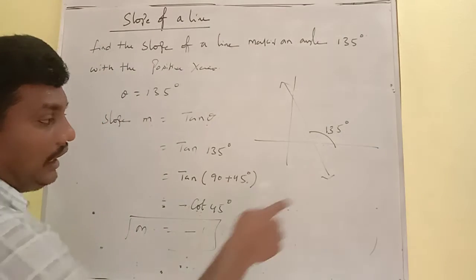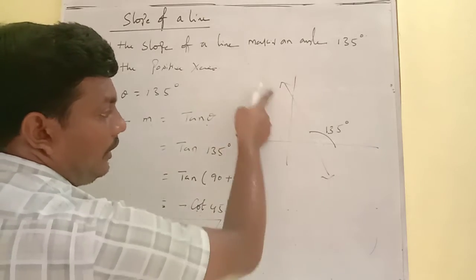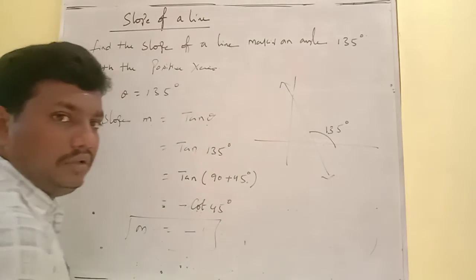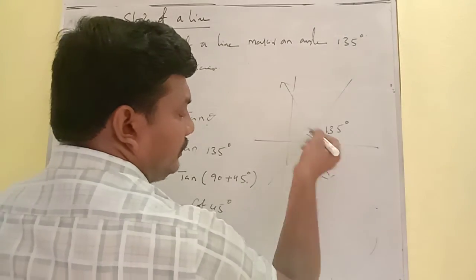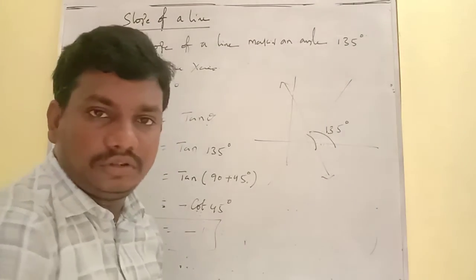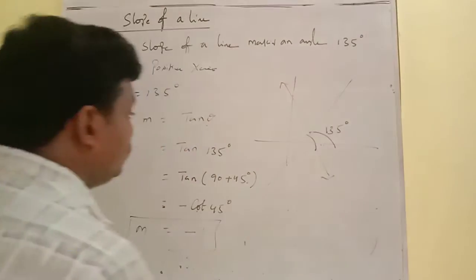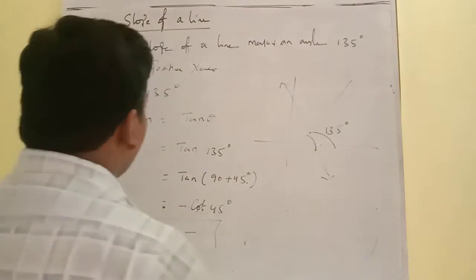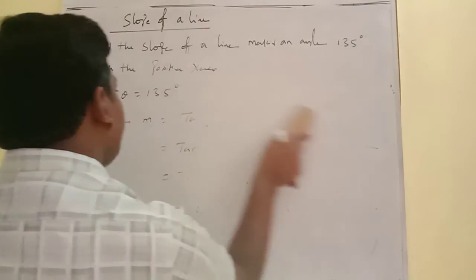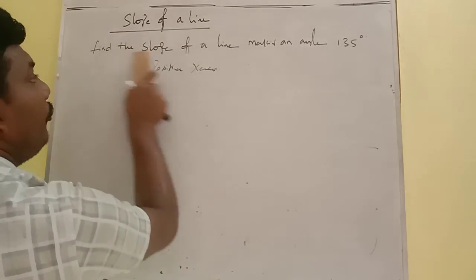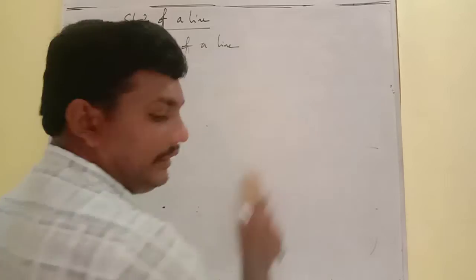So if the line is in this way, the slope is negative. If the line is in this way, then the slope is a positive value. This is called the steepness of a line, or the slope of a line, or the gradient of a line.